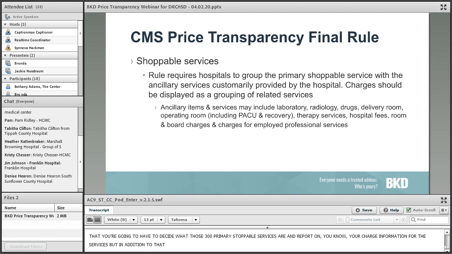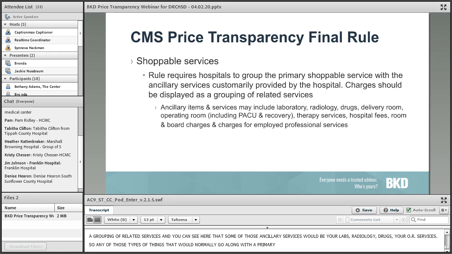What is going to happen in the shoppable services file is that you're going to have to decide what those 300 primary shoppable services are and report on your charge information for those services. In addition to that, you're going to have to think through and assess what would be your ancillary services that are customarily provided with that service. And you're going to have to display, and again, Brenda will show you this, on your shoppable services file these primary services along with those ancillaries as a grouping of related services.